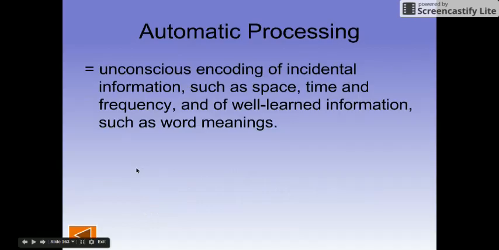Your automatic processing is when you unconsciously encode something that's incidental of space, time, and frequency. This is not well-learned information. This isn't word meanings. This is things like the color of the house 3 doors down. What did you have for breakfast this morning? You didn't have to memorize that you had pancake sausage with syrup smeared all over it, a big plate of home fries with ketchup, or a nice big tall cold glass of chocolate milk. You just know you did.